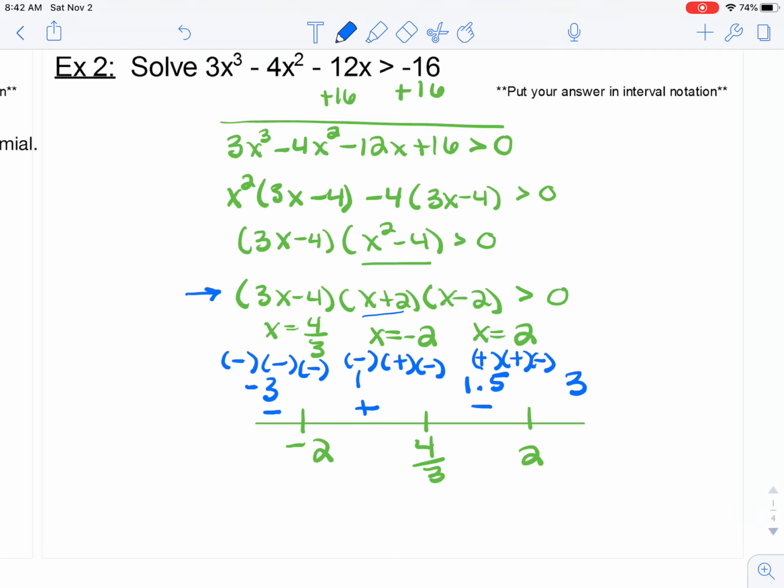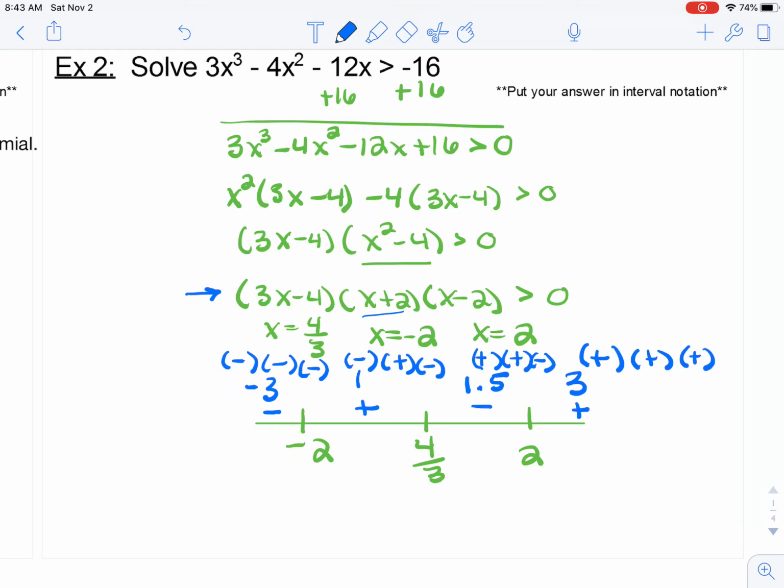Hopefully you're noticing the pattern on the number line. Negative, positive, negative. We could almost predict what 3 is going to give us. So if I plug in 3, 3 times 3 minus 4 would be a positive number. 3 plus 2 would be a positive. And 3 minus 2 would be a positive, so this is going to be a positive interval.